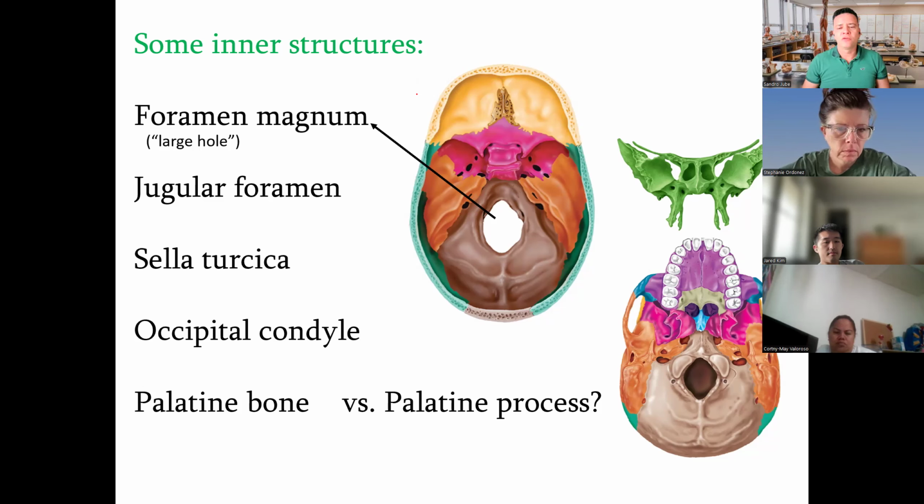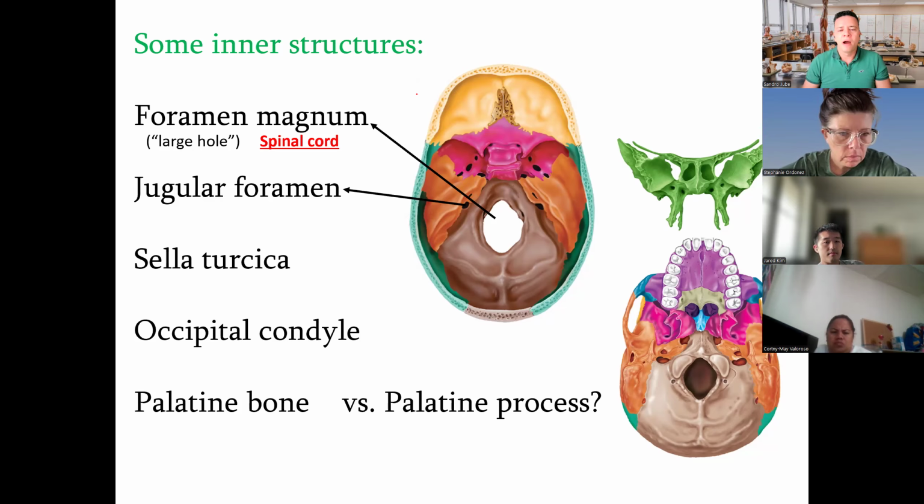Then we have this foramen here on the temporal, which is what we call the jugular foramen, in which the jugular blood vessel is going to run right through it, feeding blood into our neck and our head region.